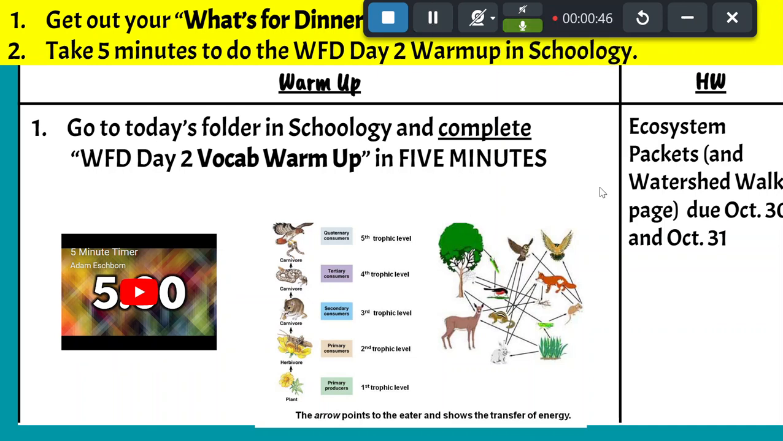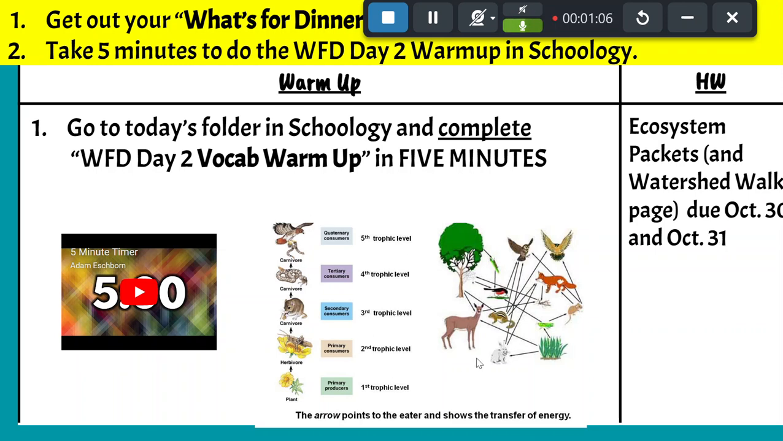All right, so some other reminders. Our ecosystem packets need to be turned in on October 30 or October 31, depending on whether you are in odd classes or even classes. Make sure when you're ready to turn that in that you attach the watershed walk page to the packet.